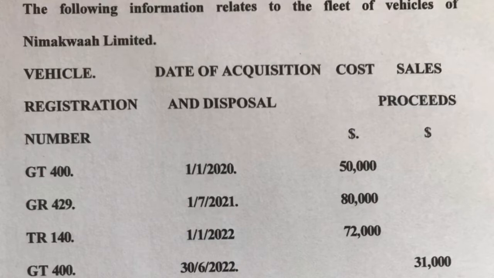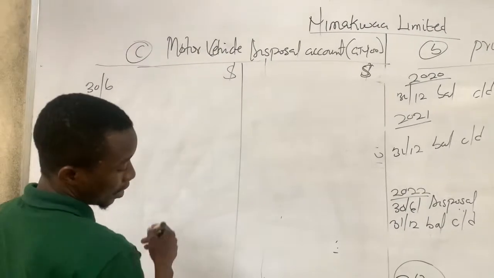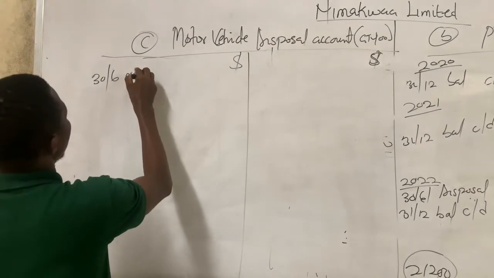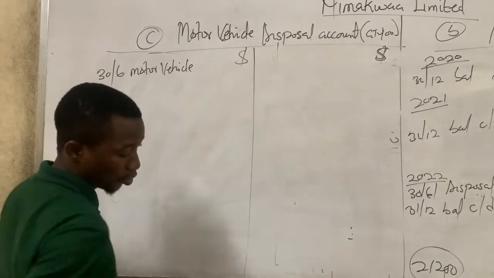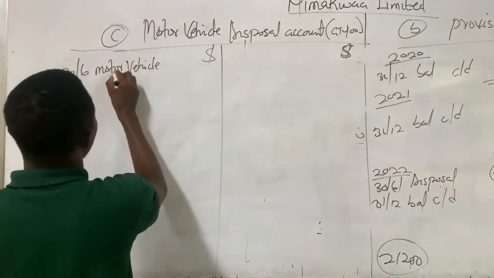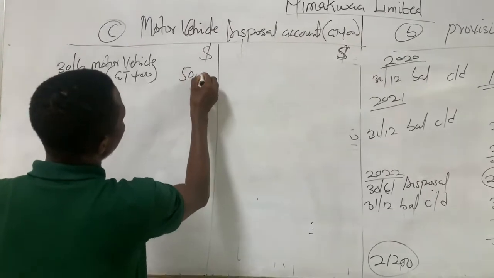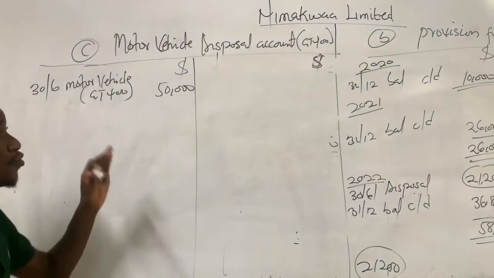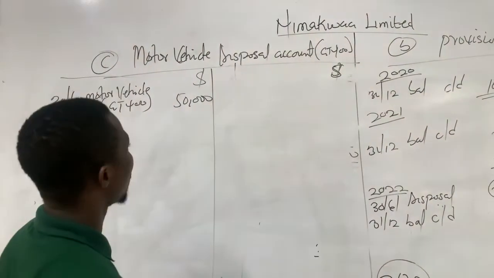A transfer of entry. So we dispose of assets GT, that is asset GT 400. Okay, and we made that disposal on 30th June. Is that okay? And the corresponding entry was in the motor vehicle account. Motor vehicle account. Is that clear? Then the asset was GT 400, and the cost of the asset was 50,000. Is that okay? We are actually preparing this account to determine the profit or loss on disposal. Is that okay? And now we are done with this entry.